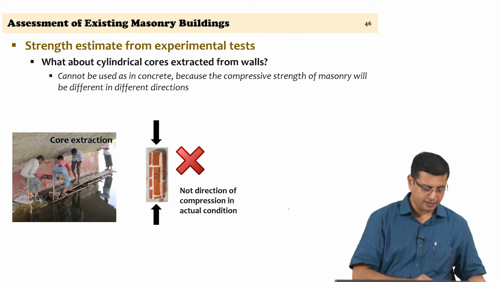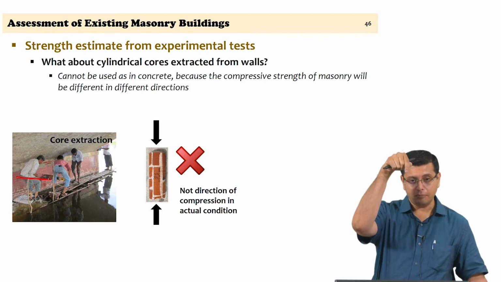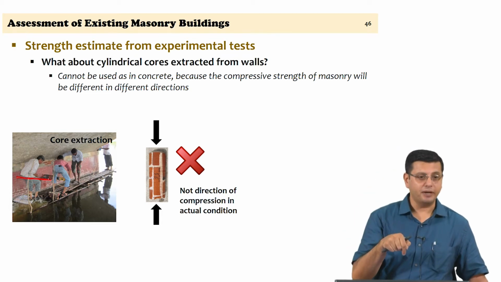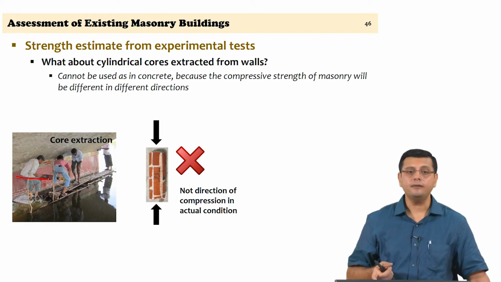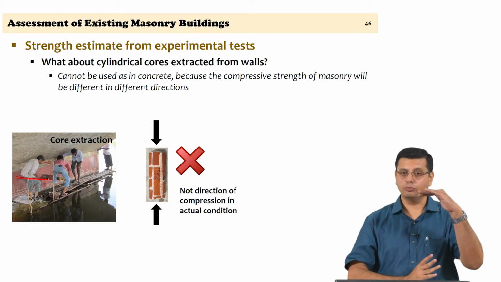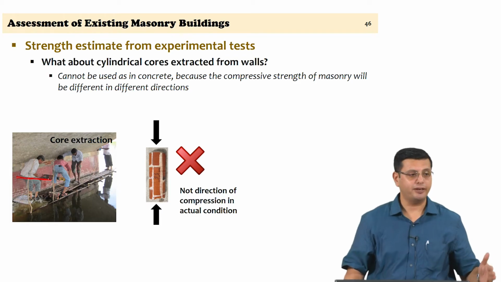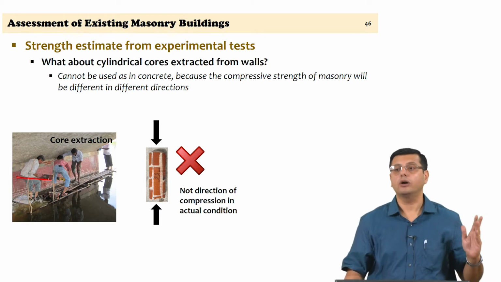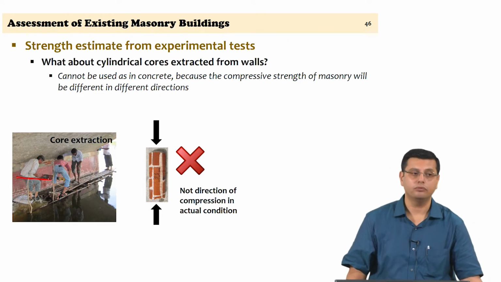The core has been extracted in this direction, the bed joints are in that direction, the bed joints are now perpendicular to the direction of compression, and then I take this to a laboratory, but to test a cylinder in a universal testing machine I need to put it the other way around, and now the direction of loading is different to the bed joints. So, question is, what compressive strength do I get? Is this compressive strength the true compressive strength that I need to use depending on the direction of the bed joint itself? Answer is no, you cannot.